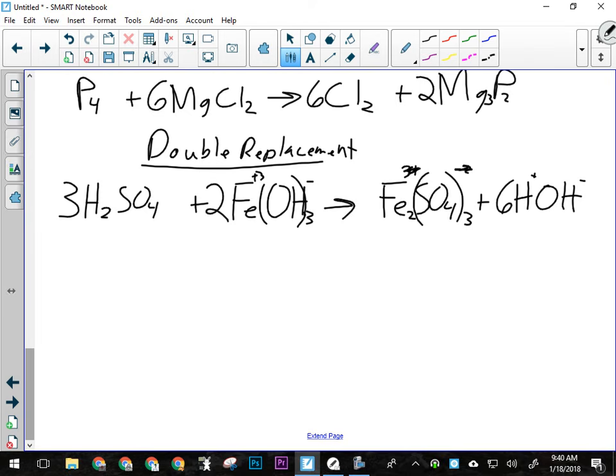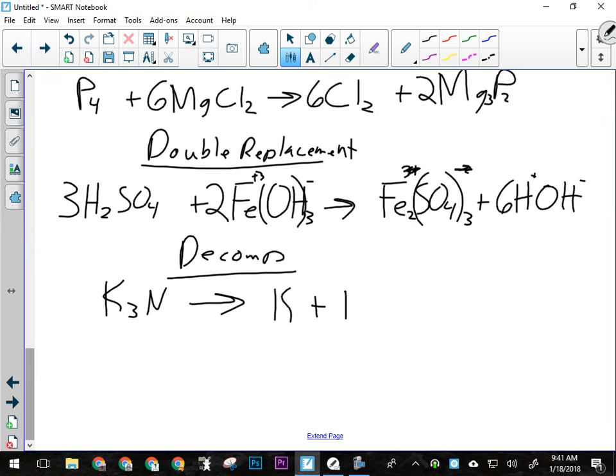All right, and we're missing one. Decomp, I think, is the only one we haven't done, right? In a decomposition reaction, we have some kind of a compound breaking down. It's usually going to be ionic so that you can accurately predict what the products will be. So let's say potassium nitride breaks down. I'm going to get potassium and I'm going to get nitrogen.